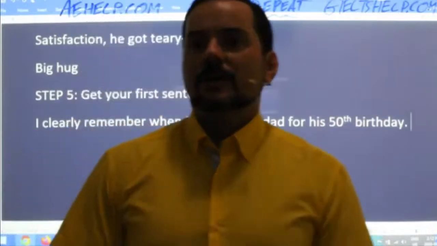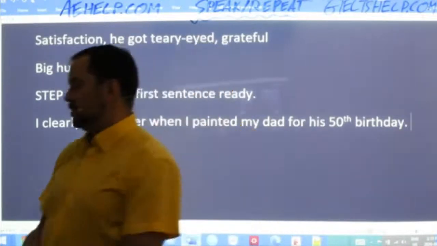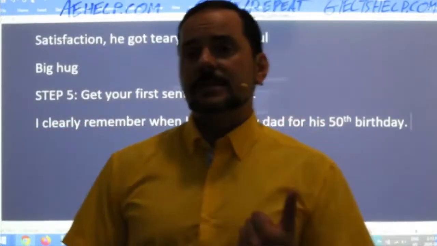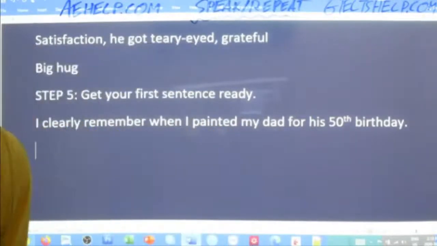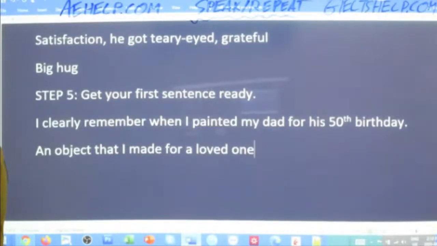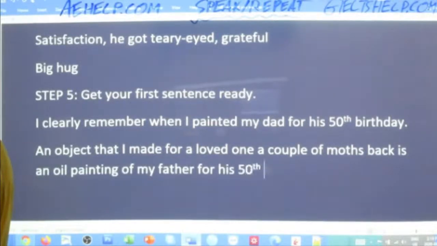All right, that works. Rajveer: an object which I prepared a couple of months back is an oil painting for my father for his 50th birthday. Yeah. And I really like how you used the topic sentence in your answer, Rajveer. That's always a really good idea. So: an object that I made for a loved one a couple of months back is an oil painting of my father for his 50th birthday.